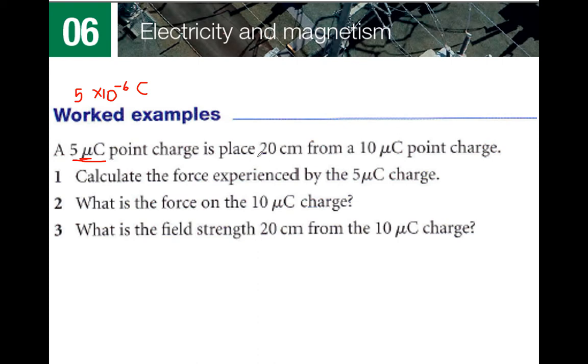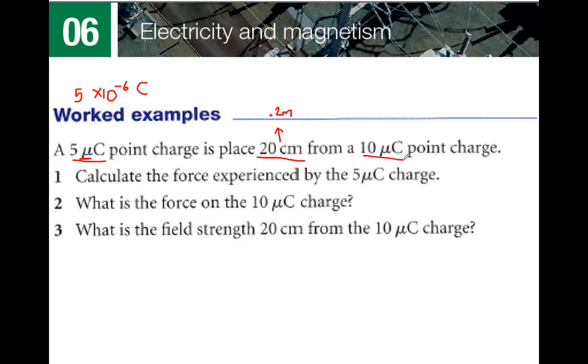A point charge is placed 20 centimeters away. Do you think we're going to be able to leave that in centimeters? No, didn't think so. We've got to change it to meters. That means there's 100 centimeters for every 1 meter. So 20 divided by 100 is 0.2 meters.